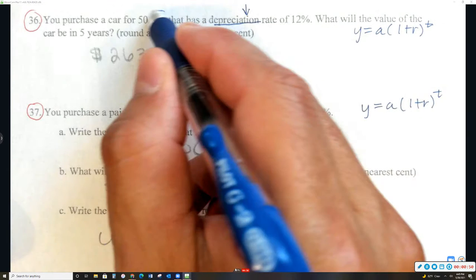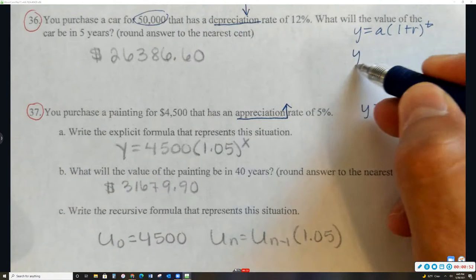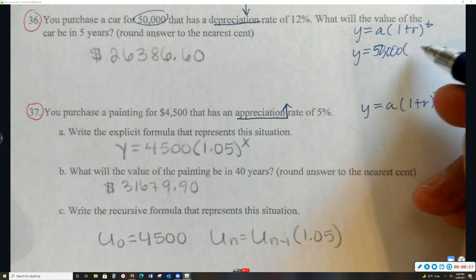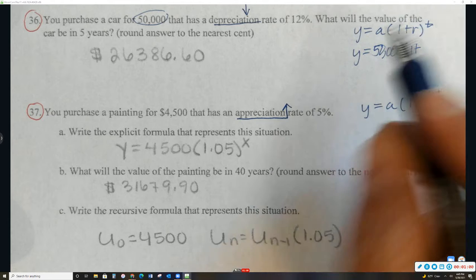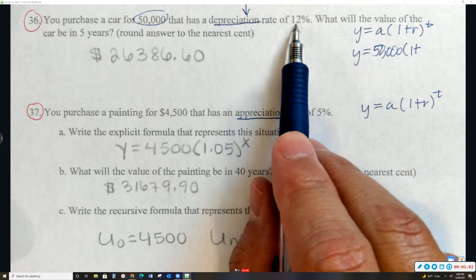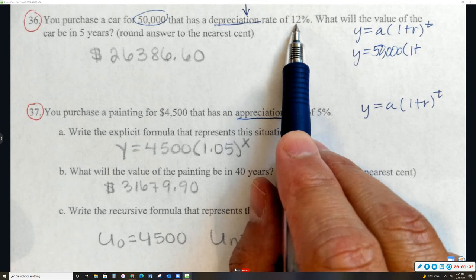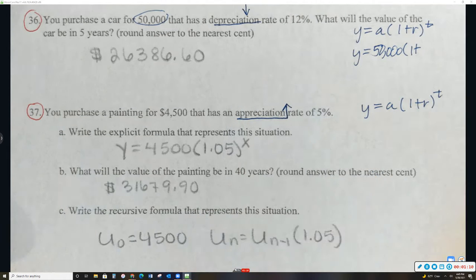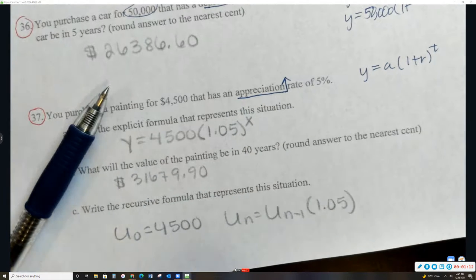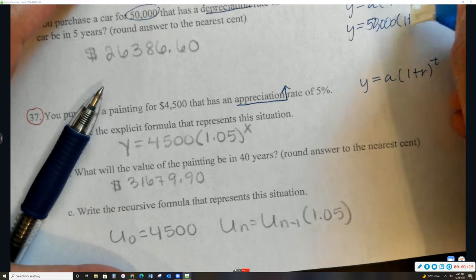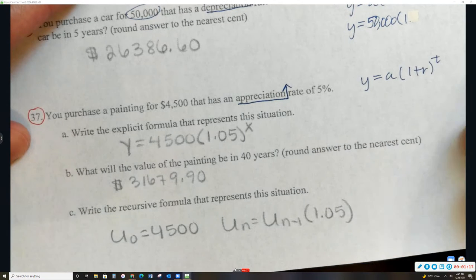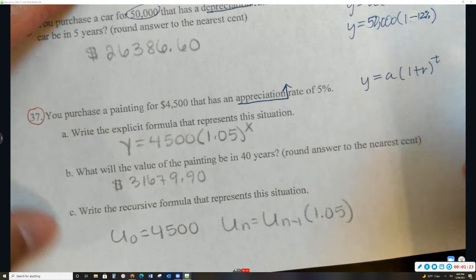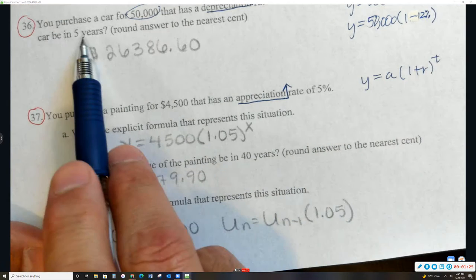So let's say you purchase a car at $50,000. That's how much it originally cost, right? $50,000. And then you have 1 plus R, and R is the rate of either appreciation or depreciation. Because it's going down, I'm actually going to write minus 12%, and then T stands for years, so for 5.